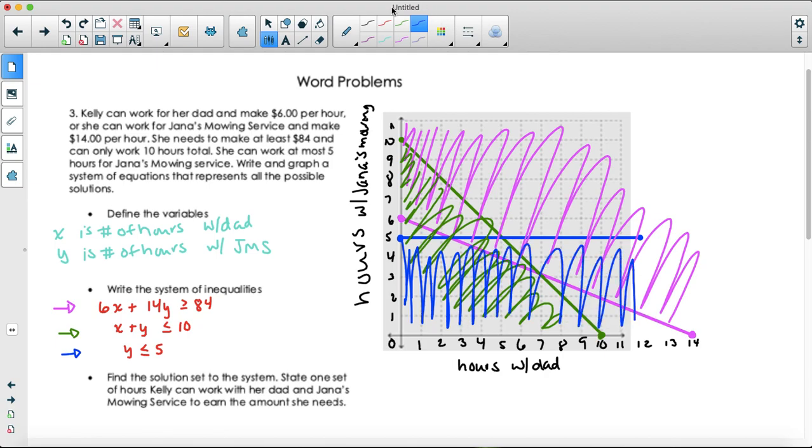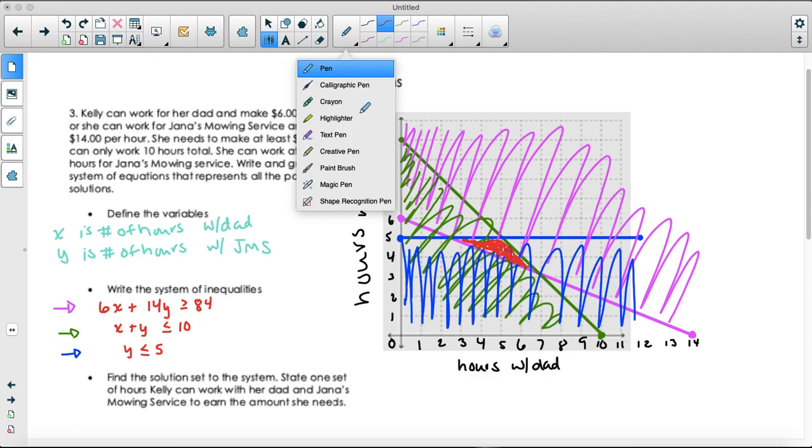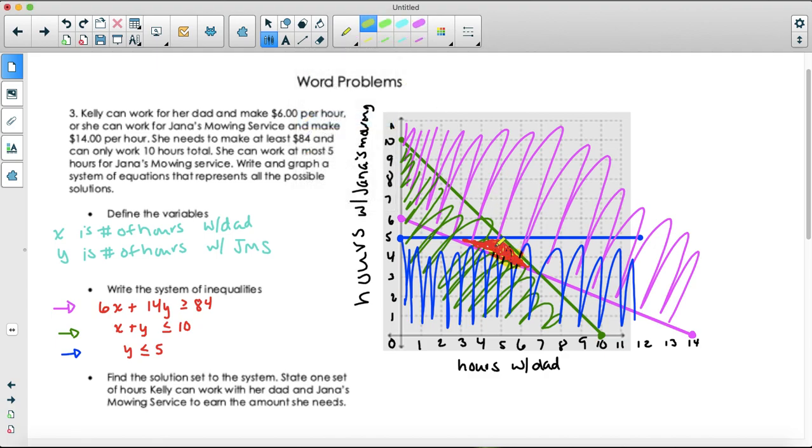So where are all of them meeting? So I need to find green, blue, and pink. So above the pink, below the blue, and below the green. Right in this little triangle section here. This little triangle section is our solution set. These are the hours that Kelly can work and still make the money that she needs. Find the solution set to the system and state one set of hours that Kelly can work with her dad and Jana's mowing service to earn the amount she needs.